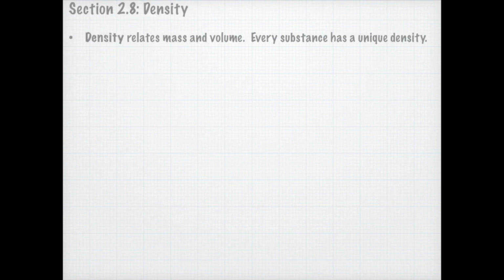The last concept for this lesson is density. Now, density helps us to relate mass and volume, and the important thing about density is that it can be used to identify substances because every substance has a unique density. So the mathematical equation for density is density equals mass divided by volume.